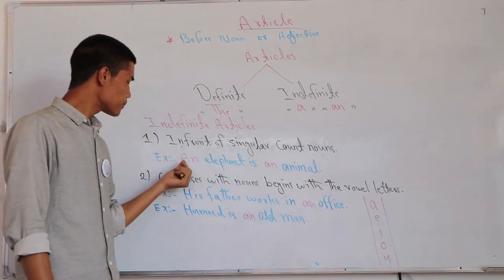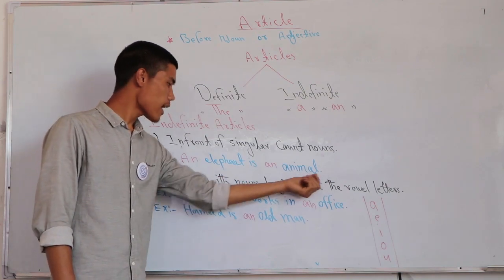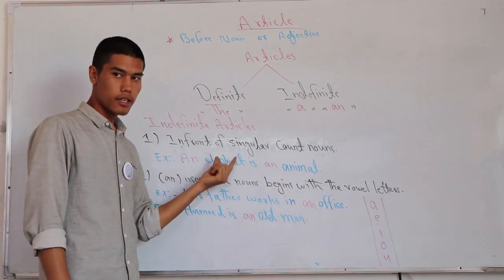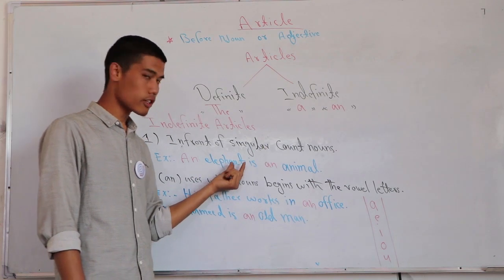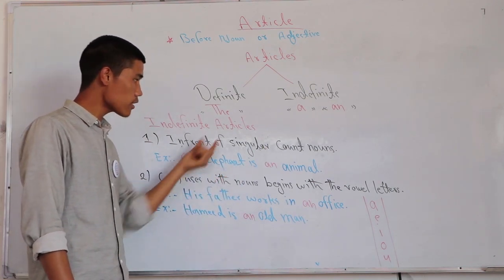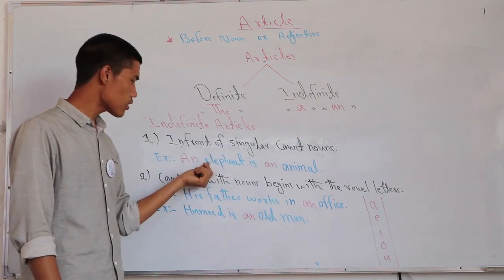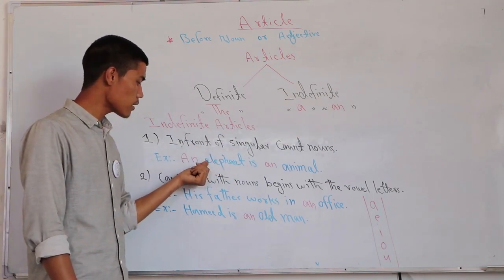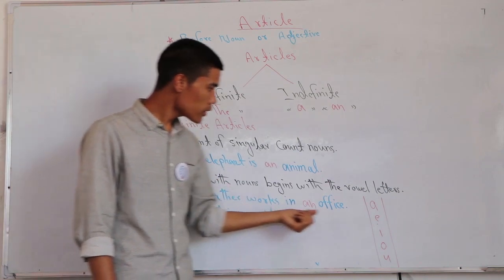An example: "An elephant is an animal." Okay, elephant is countable, and here it's singular, so we use "an". We use "an", not "a", because it begins with a vowel letter.